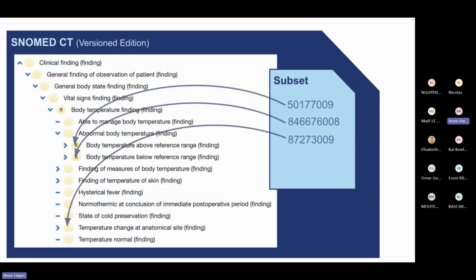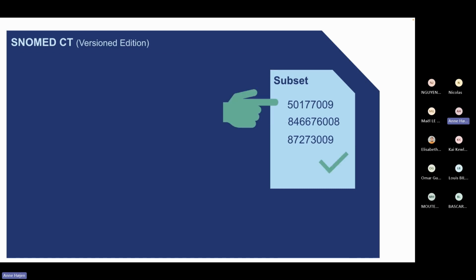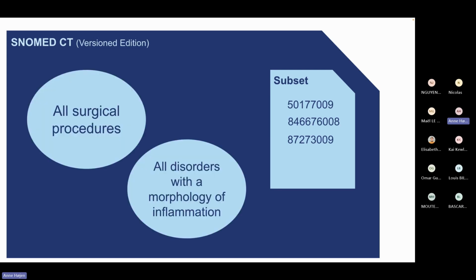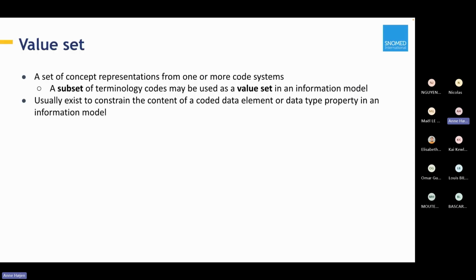And SNOMED CT concepts can be like an enumerated list. So you can just handcraft your subset, and you can create it by a query. For example, as we've also seen in the data analytics example, all surgical procedures, all disorders with a morphology of inflammation. Those are examples of rules. So there are different ways that you can create these subsets, but you can use subsets as a value set. And a value set is a subset of codes that you associate to a data element in your information model.